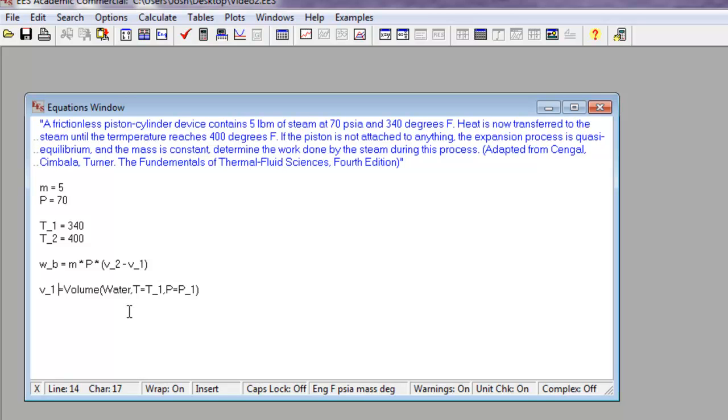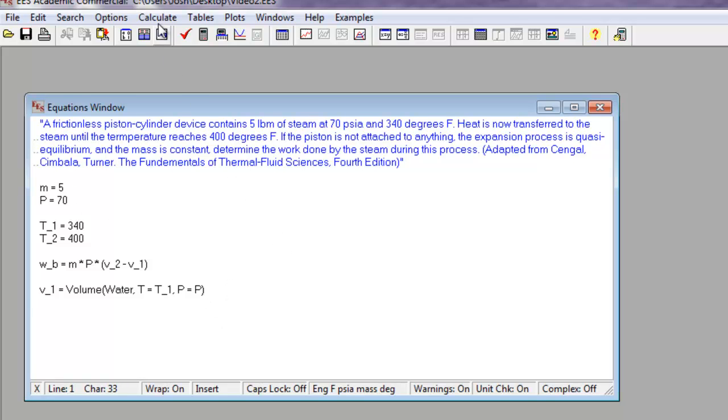Okay, so here we have v sub 1 is equal to the volume, and it has parentheses. The first part denotes what kind of substance you're working with. Here we have water, and the two other parameters that you give it basically tell EES where it's grabbing these other parameters from. So here the temperature that it's using is equal to T1, which we give right here, and the pressure that it's using is going to be equal to P, which we give it up there.